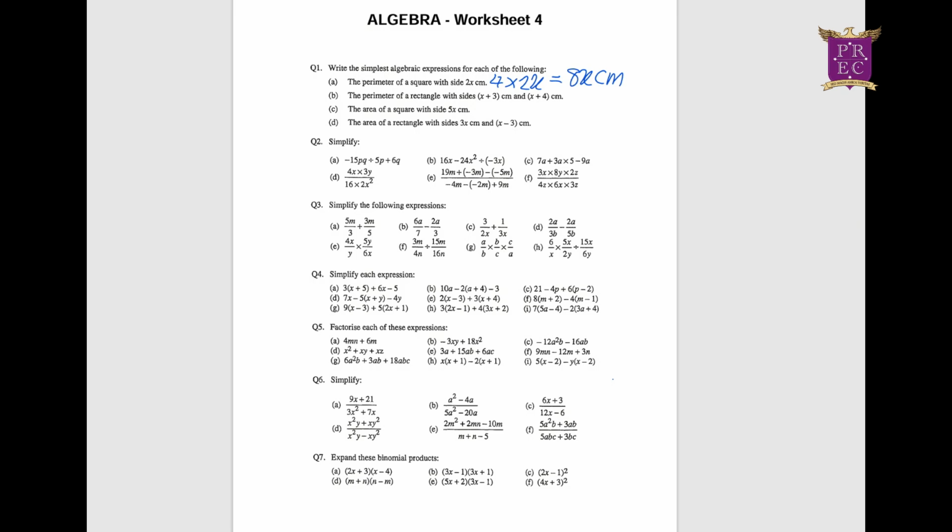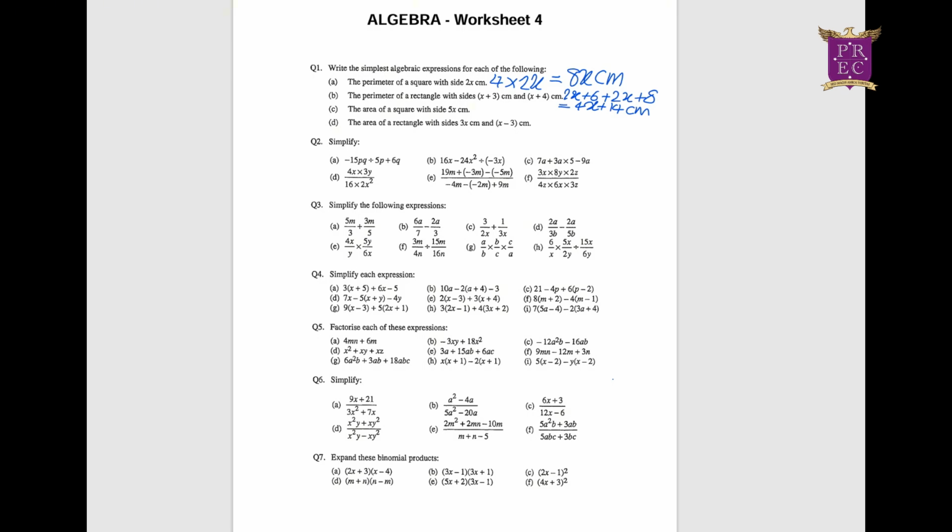The perimeter of a rectangle with sides x plus 3 and x plus 4. We times the length and the width by 2, and then add them up. So length times 2 gives us 2x plus 6. And width times 2 gives us 2x plus 8. This simplifies to 4x plus 14 centimeters.